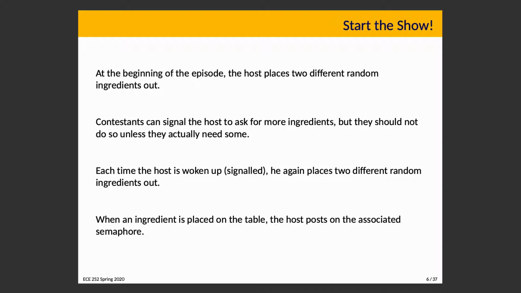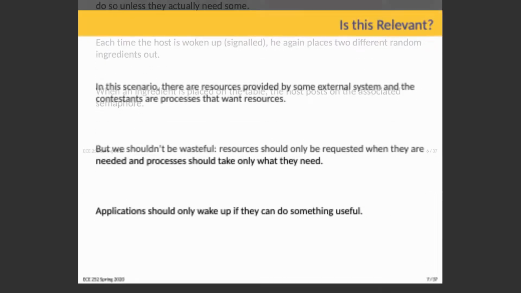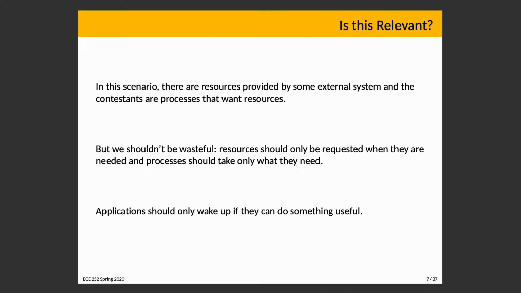Our scenario maybe seems a little bit contrived because I'm talking about a cooking competition show with certain characters and rules, and it would be reasonable to ask, does this map to any kind of real-world scenario? It is my hope I can convince you the answer is yes. We have a scenario where there are resources being provided by some external system. The contestants in this case are processes that want certain resources.